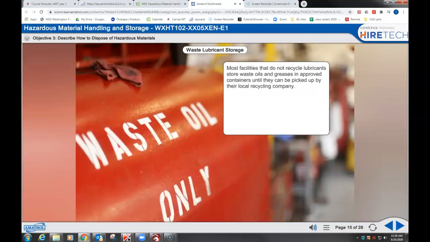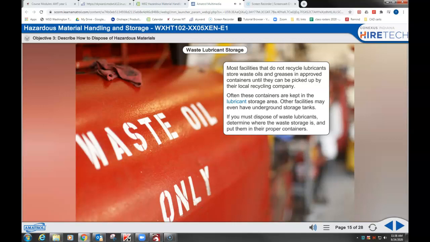Most facilities that do not recycle lubricants store waste oils and greases in approved containers until they can be picked up by their local recycling company. Often, these containers are kept in the lubricant storage area. Other facilities may have underground storage tanks. If you must dispose of waste lubricants, determine where the waste storage is and put them in their proper containers.